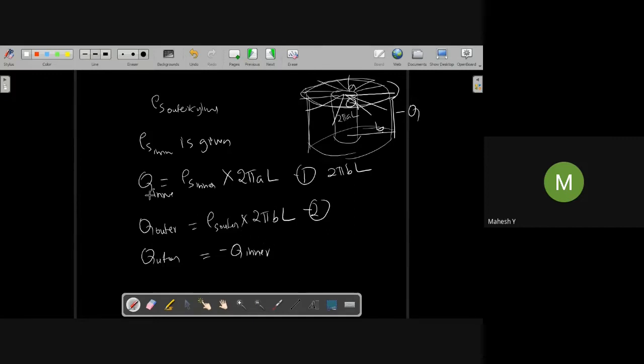So just substitute the RHS of both and derive the expression for rho s outer. Try once. Surface charge density of the outer cylinder you have to derive. Just note this down and derive the equation.